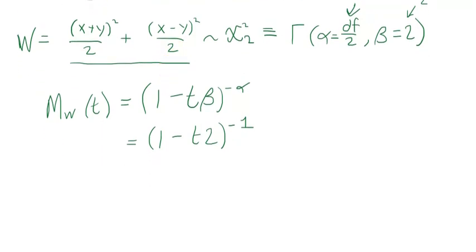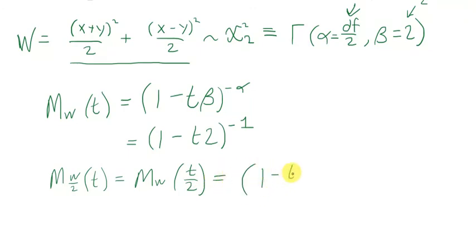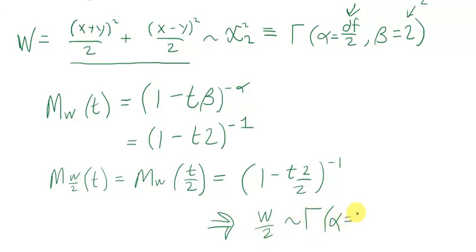Now, how do we do this? If we have a random variable and we want to find M_{W/2}(t), that is actually equal to M_W(t/2), which ends up being (1 − 2·t/2)^(−1). So we know that W/2 ends up being a gamma distribution with shape parameter 1 and beta parameter 1. And that's it.